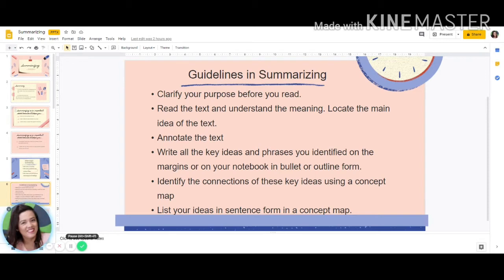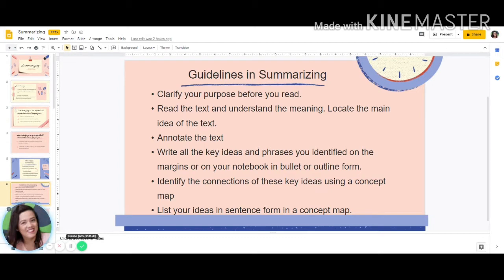So we can write notes on the text. We can underline important information. We can also encircle words which we think are important when summarizing. Next is write all the key ideas and phrases you identified on the margins or in your notebook in bullet or outline form. So you can outline information in your notebook.